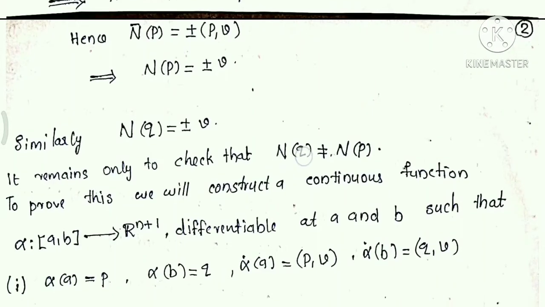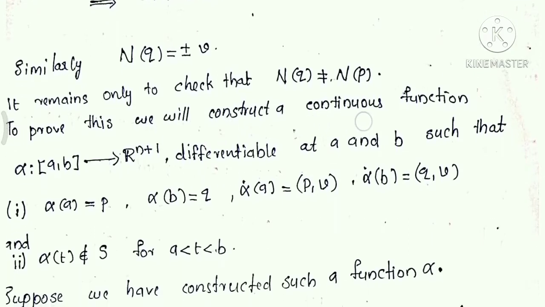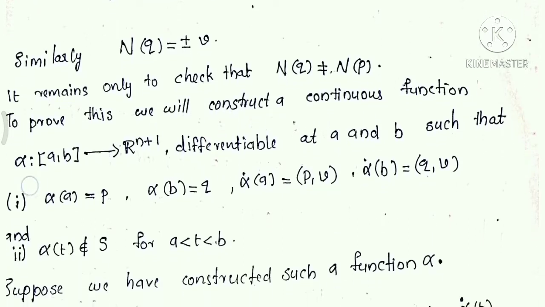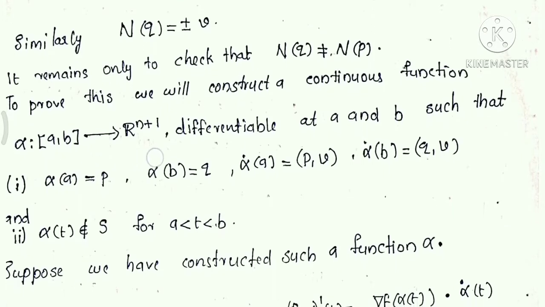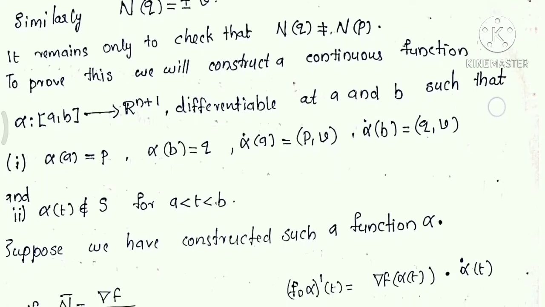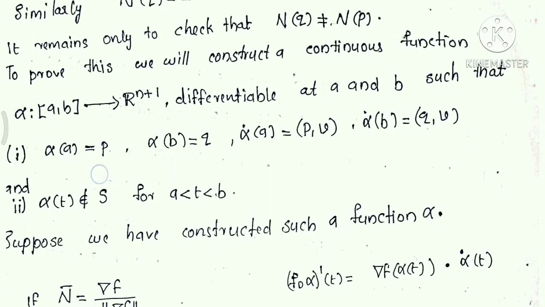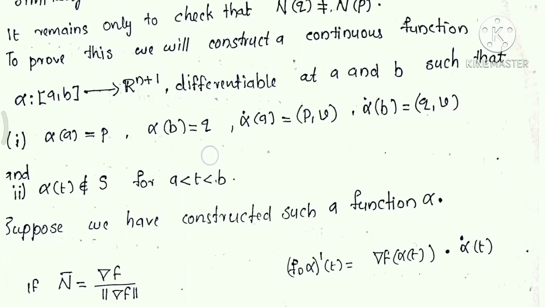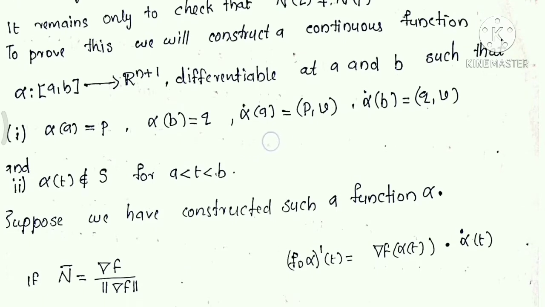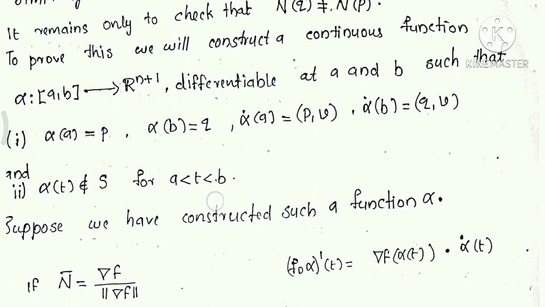To prove n of q is not equal to n of p, here we construct a continuous function alpha from the closed interval [a,b] into R^(n+1), which is differentiable at a and b, such that first condition: alpha of a equal to p, alpha of b equal to q, and alpha dot of a equal to pv, and alpha dot of b equal to qv, and alpha of t does not belong to S for a less than t less than b.